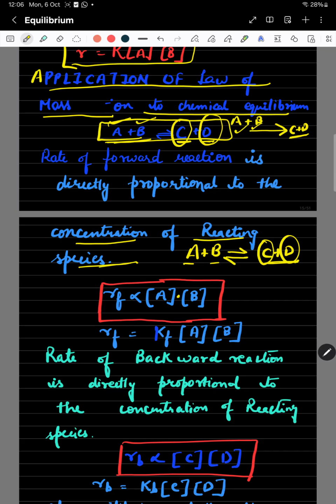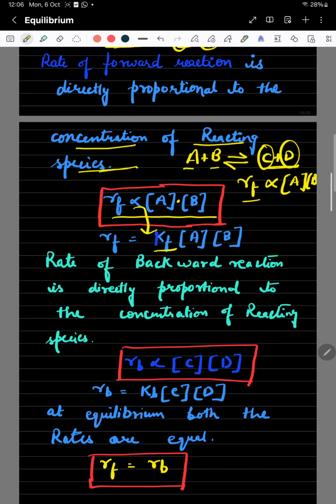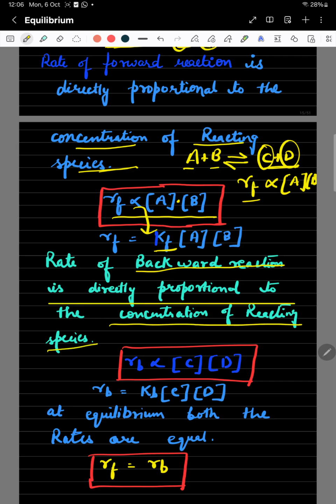So the rate of forward reaction, for which you are expressing a subscript f, is directly proportional to the product of the reacting species concentrations. Once you remove this proportional sign, you will get a proportionality constant, that is Kf, the constant for the forward reaction. The rate of a backward reaction is directly proportional to the concentration of the reacting species.